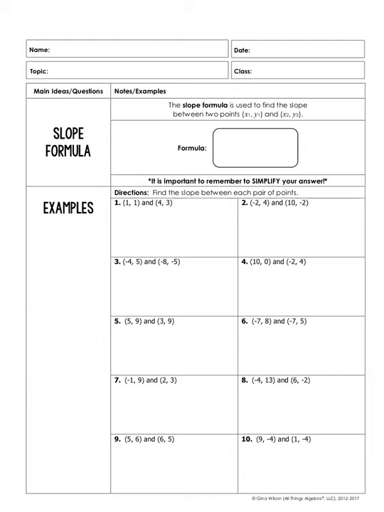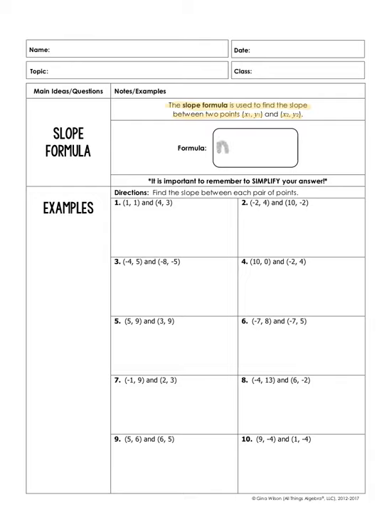Today's video is how to find the slope of a line if you're not given the graph. So what we will use is the slope formula. Again, the slope formula is used to find the slope between 2 points when we're not given a graph. And we'll label the coordinates x1 and y1 and x2 and y2.